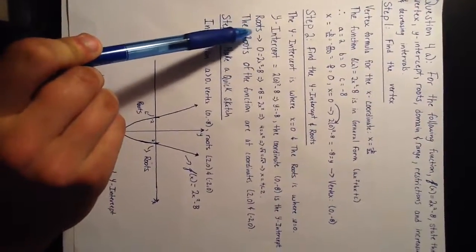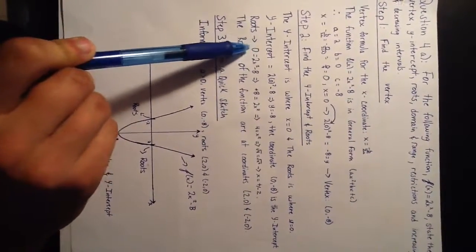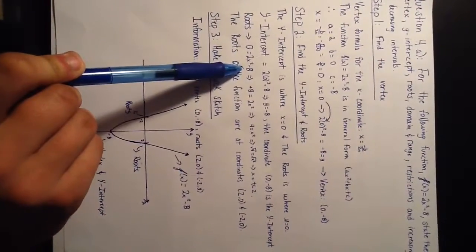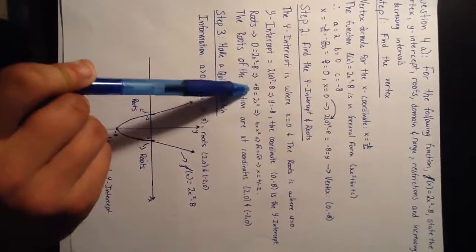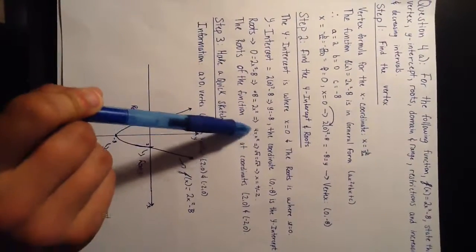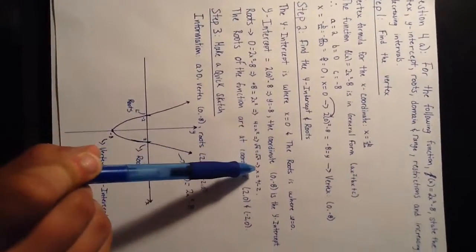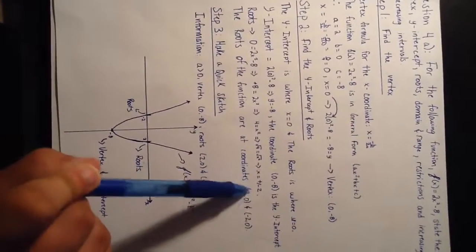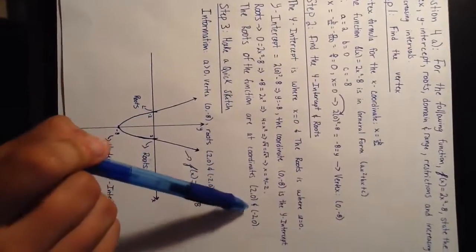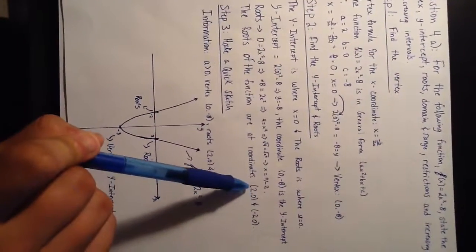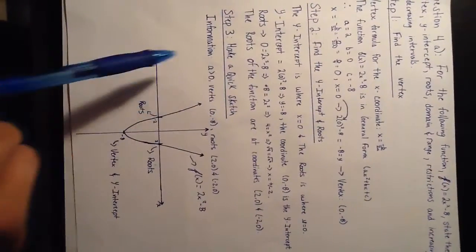For the roots, we have to substitute 0 instead of y. Instead of f(x), we substitute in 0 = 2x² − 8. Then we move −8 to the other side of the equation, and it becomes positive 8. We divide both sides by 2, giving us 4 = x². Take the square root of both sides, leaving us with x = ±2. The roots of the function are at coordinates (2, 0) and (−2, 0), because when we substitute 2 and −2 in the equation, y equals 0.